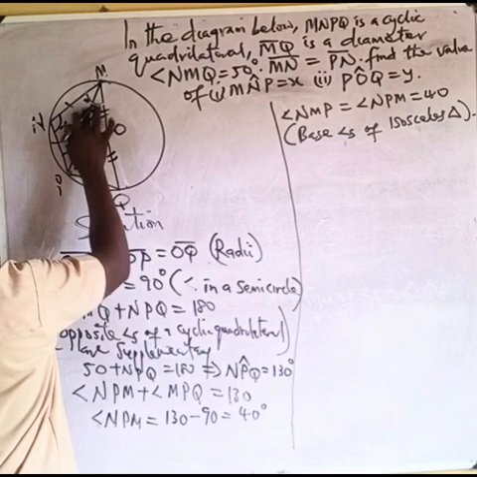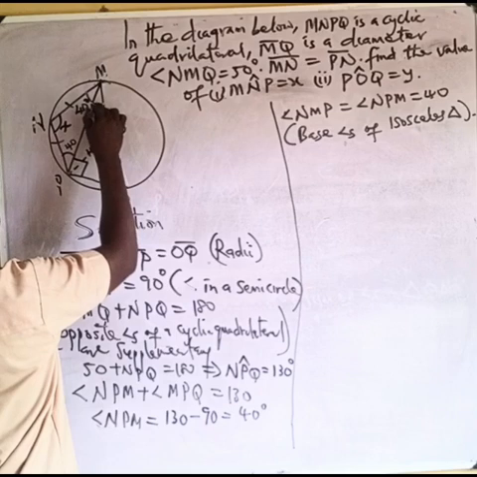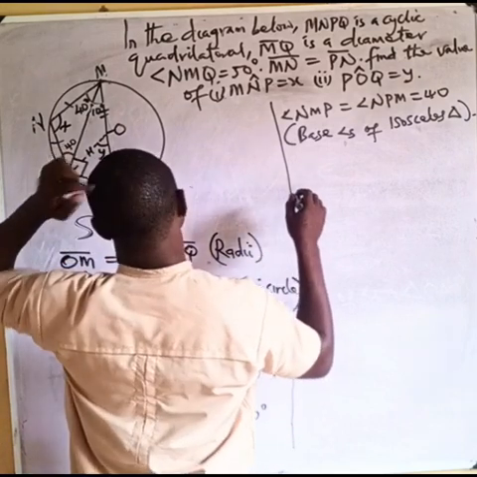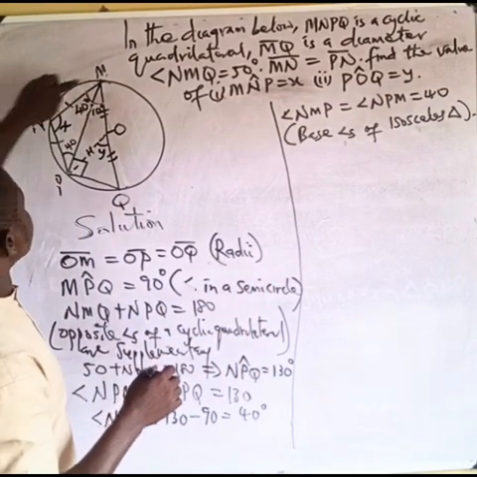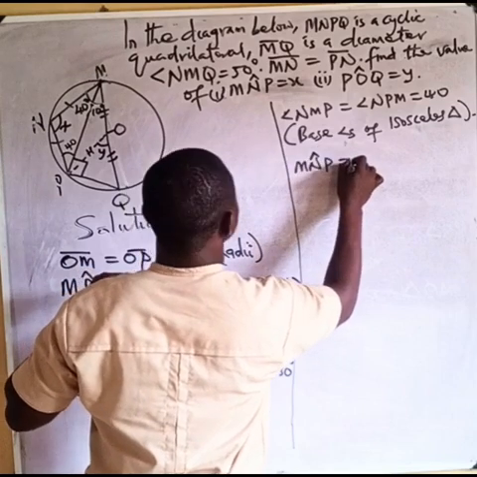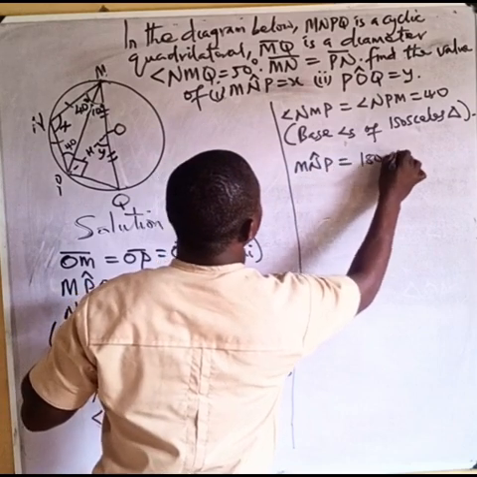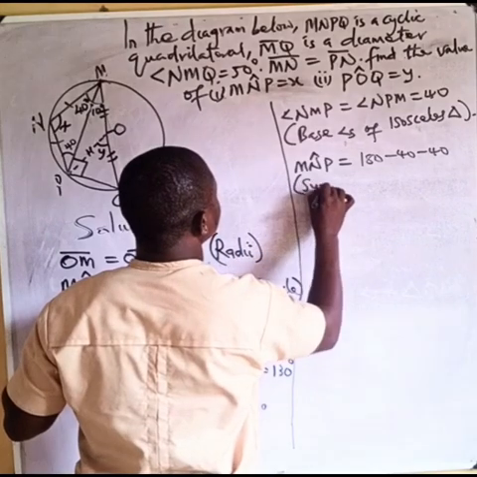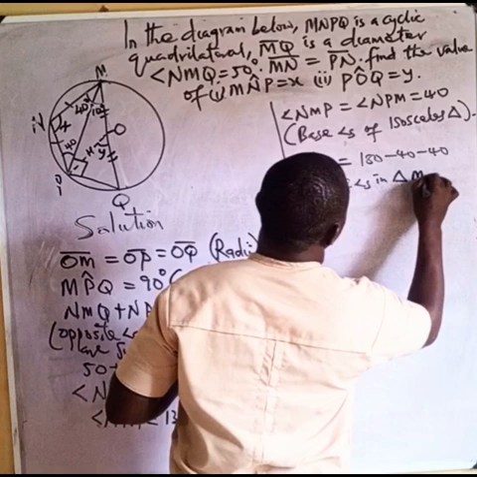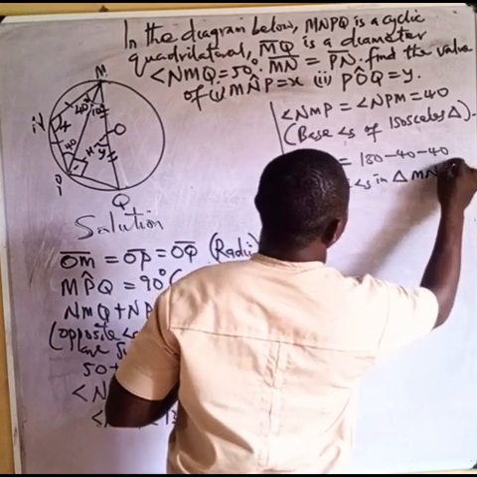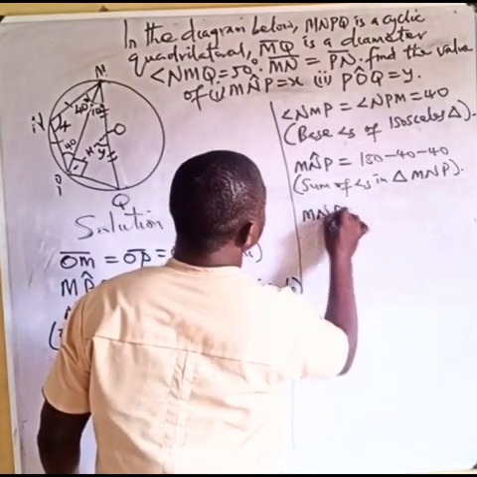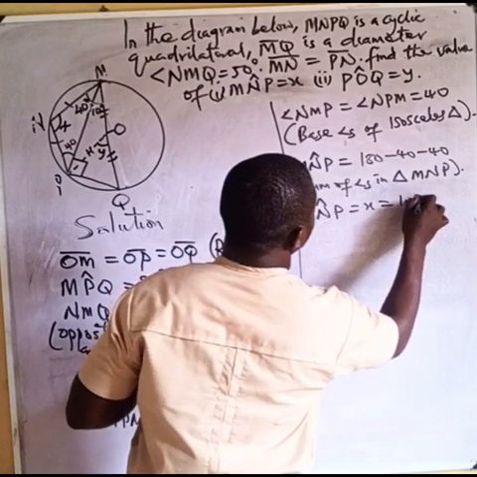Therefore, this angle here is 40 degrees. That means here will be what? 10 degrees. Good. So if here is 10 degrees, we can easily get our angle MNP. Therefore, angle MNP at N is equal to 180 minus 40 minus 40. What is our reason? Sum of angles in triangle MNP. So if the sum of angles is 180, then this gives us 180 minus this. Therefore, MNP at N is equal to x, which is equal to 100 degrees.